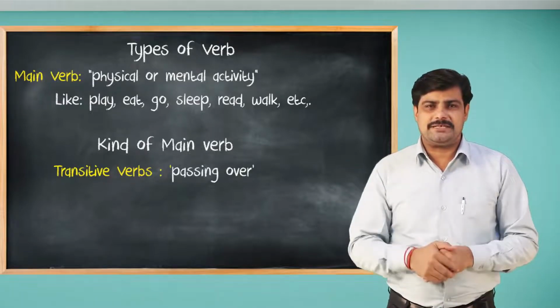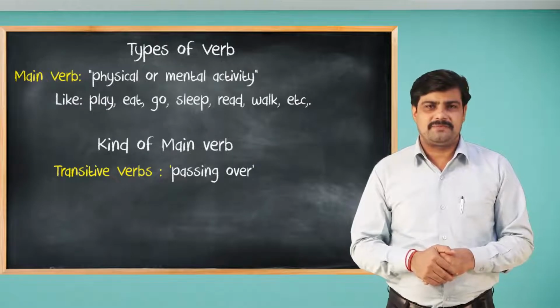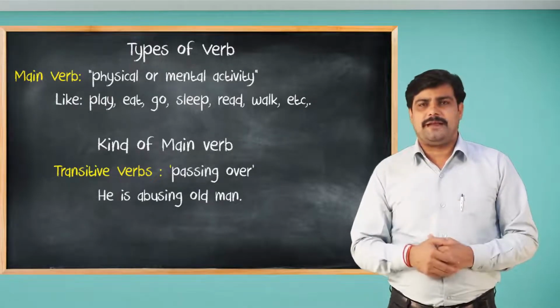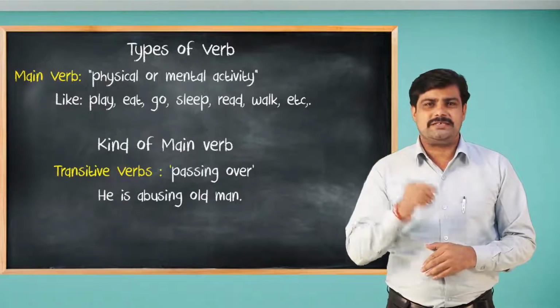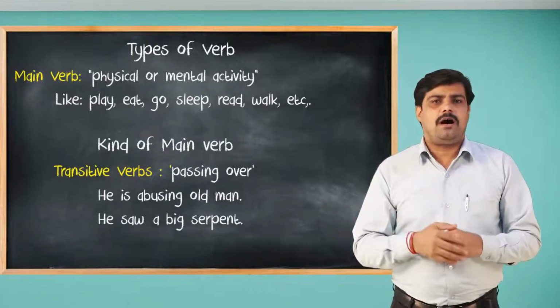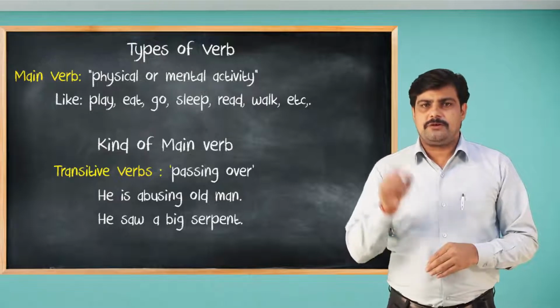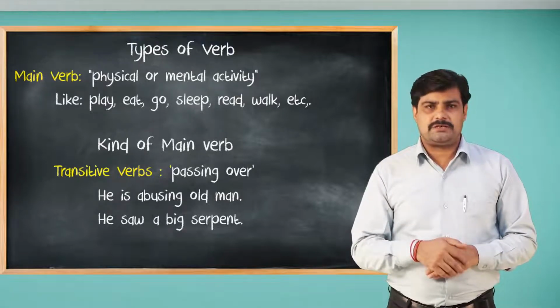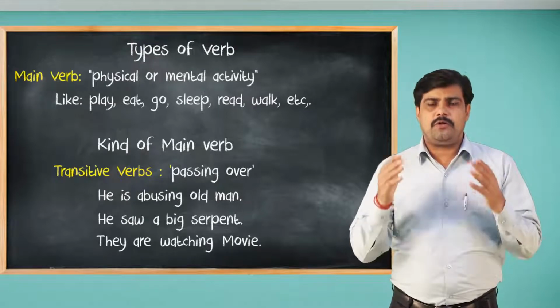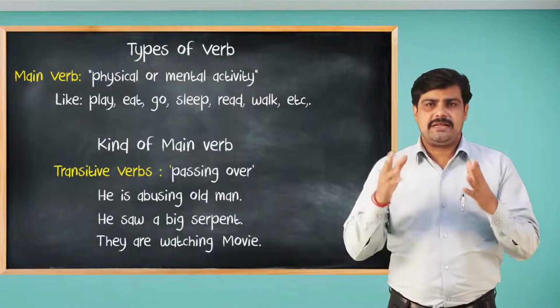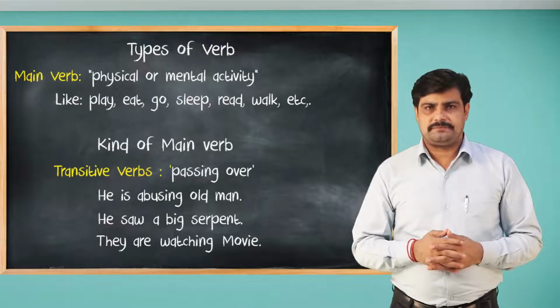Let's see some examples to verify it. "He is abusing an old man." Now the object is the old man, so it is a transitive verb. "He saw a big serpent." Now the serpent is the object of the sentence. "They are watching a movie." So in all these three sentences you see that there is an object.